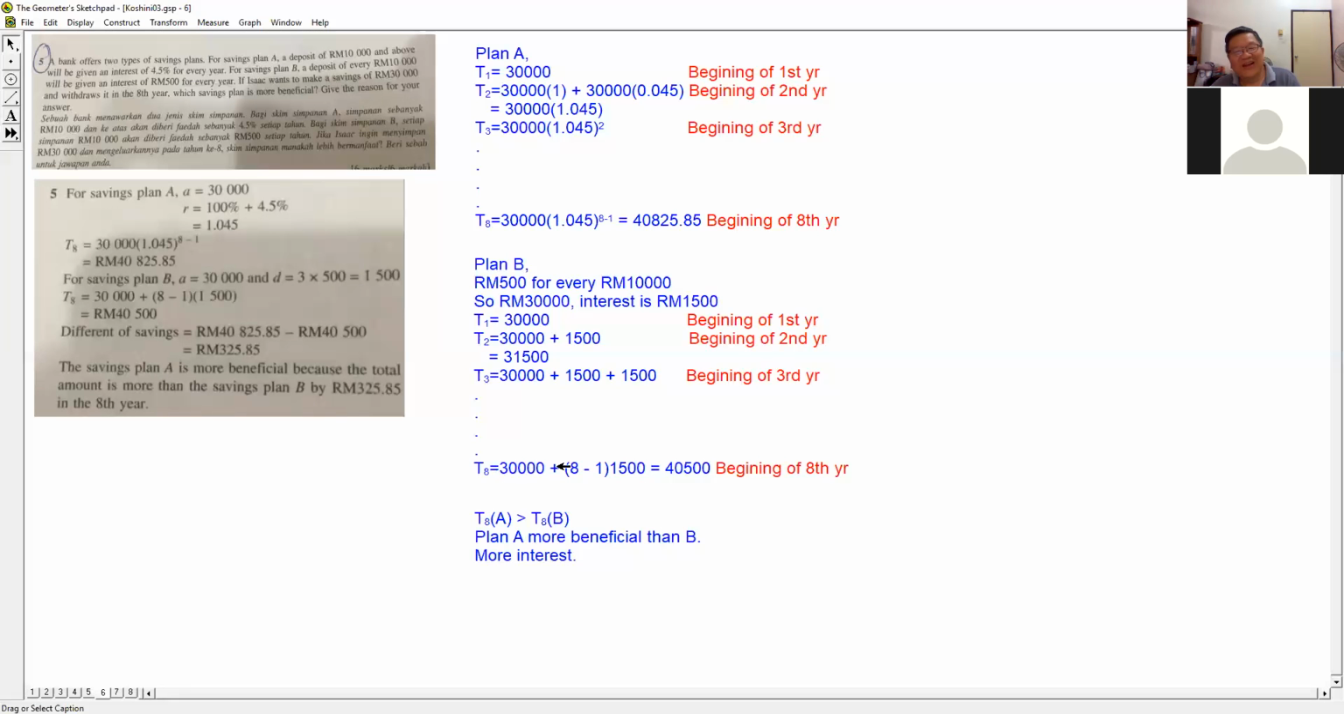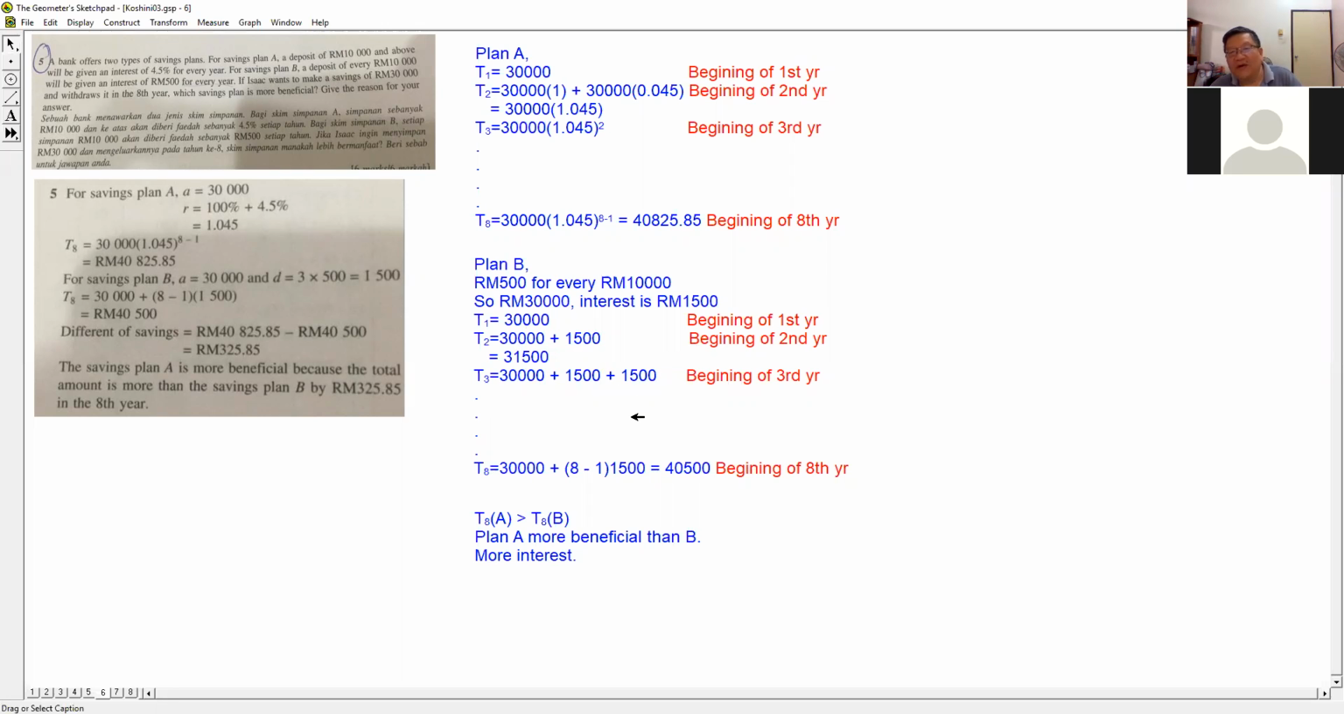Okay. Now, can you follow this sequence here or not, Liu Ying? But of course, they didn't ask the 9th year. If they ask the 9th year, then you have to worry. Now you follow the sequence here. During the second year, you have 31,500, right? Then during the third year, you have 33,000.